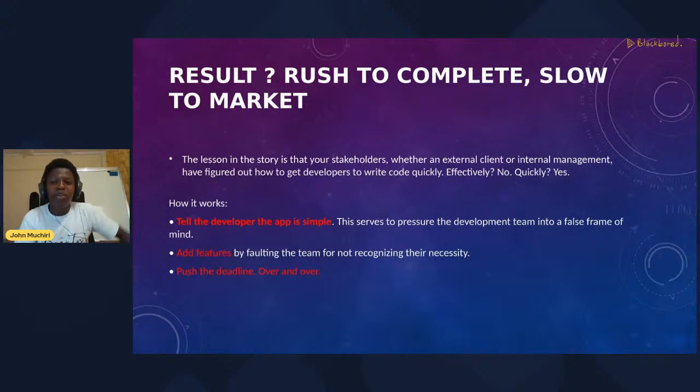Definitely many people have known how to make us work quickly, whether external or internal. Sometimes we work very quickly, but have they found us to work efficiently? That is the question. No. Quickly, yes, but efficient, no. And this is how it works.